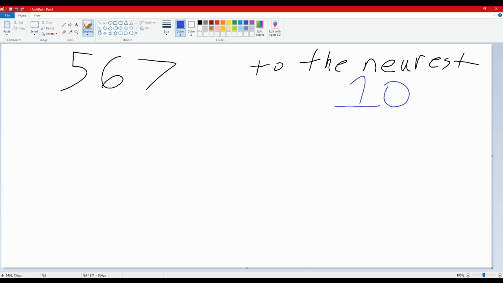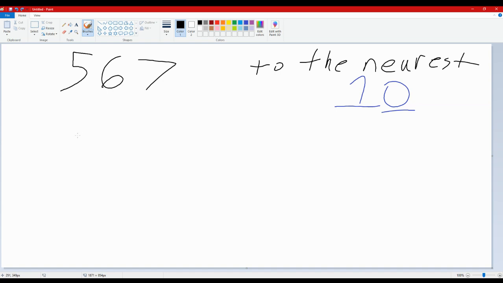All right. The reason why this is so important is because it helps us know how much we're rounding off. 567 to the nearest 10. How many zeros do you see here? Oh, there's only 1 zero. That means my answer is going to be 500.